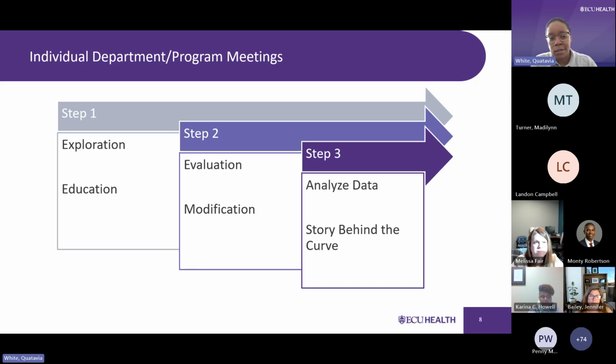Our first step really consisted of exploration and education, where we worked with each of our community partners in our hospital or those who are doing outreach events, and really just learned about what they were doing, and then educated them on scorecard or on RBA. Our second step was really looking at or evaluating what they selected and modifying the performance measures they selected as well. And our third step, we analyzed the data, and lastly, we'll tell the story behind the curve at the end of our CHNA cycle. And that's really just turning the data into a story and telling what it's showing us.